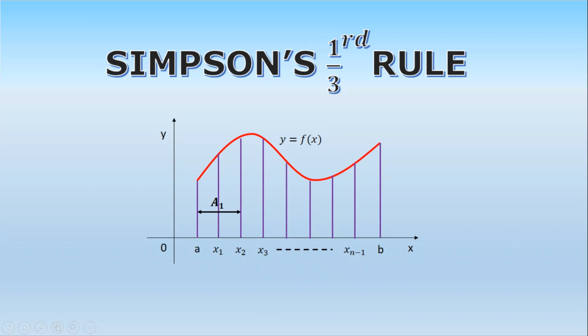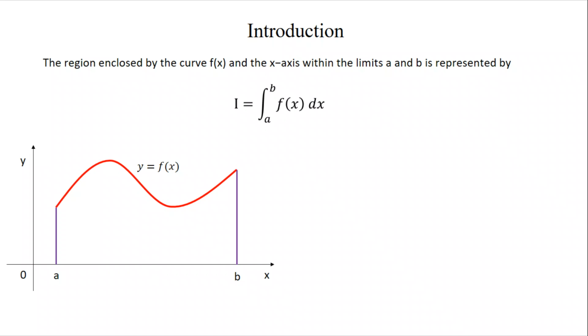Hello friends, in this video we will learn the Simpson's one-third rule. So first we'll see the introduction. The region enclosed by the curve f of x and the x-axis within the limits a and b is represented by integration I is equal to integration a to b f of x dx. So we'll see with the help of a graph.